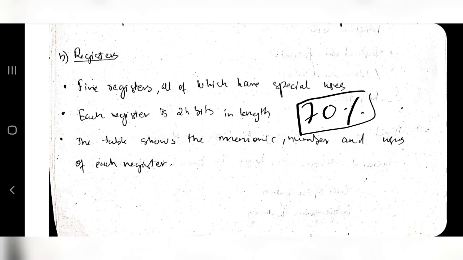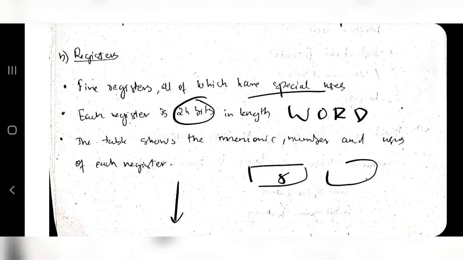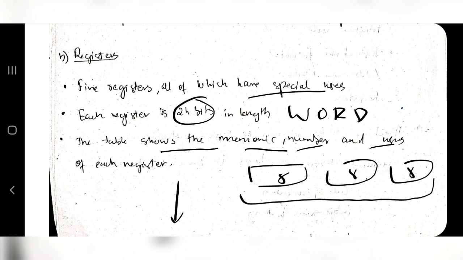Okay, so there are a total of 5 registers which have special uses. I'll be discussing what the 5 special registers are, and each register is 24 bits. That means one word. Each register will have one word of space. One word means 8 bits here, another 8 bits here, another 8 bits here. So these are the 24 bits for each register. And the table shows the mnemonic, number and uses of each register.